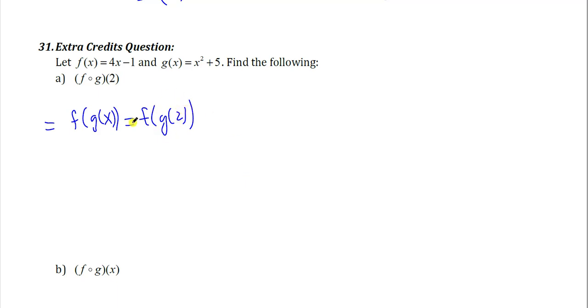We have the inside and the outside function. Let's take care of the inside function first. g of 2, what is the value of this one? So for g of 2, we use the function g of x right here. G of 2, x now becomes 2. 2 squared is 4 plus 5 is 9. G of 2 is 9.